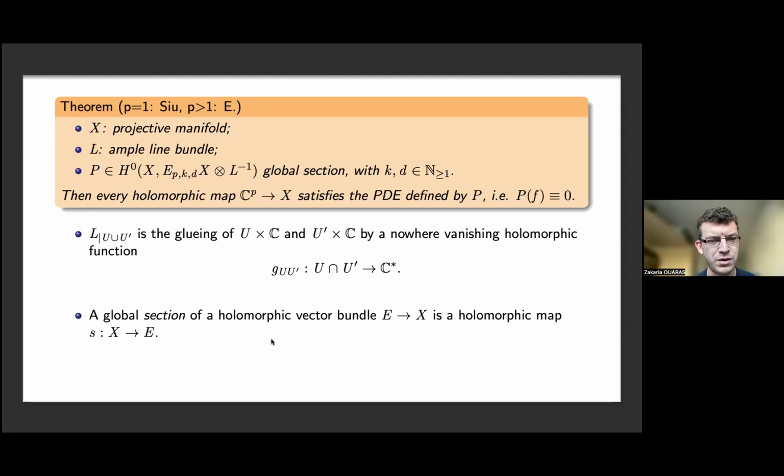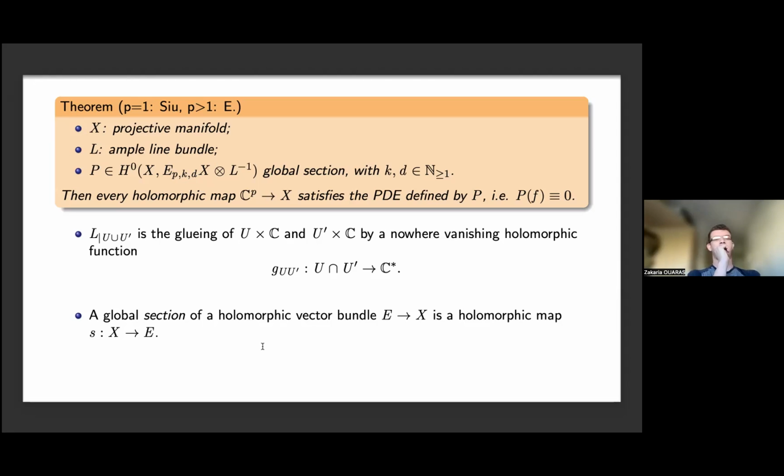So your fiber bundle E here is a coherent sheaf. Do you know if it is a coherent sheaf? Yes, it's correct, of course. It's a locally free sheaf. It's a vector bundle, so it's a locally free sheaf. Okay, it is a vector bundle, yeah.